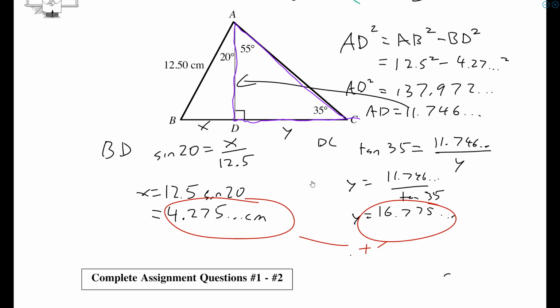Okay, so anyways, that means that BC equals 4.25 plus the 16 plus whatever. So BC equals 21, to two decimal places, 0.5.